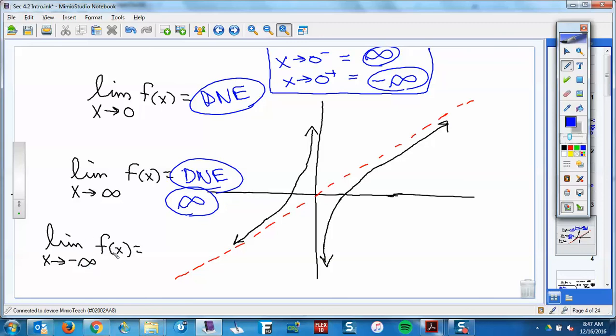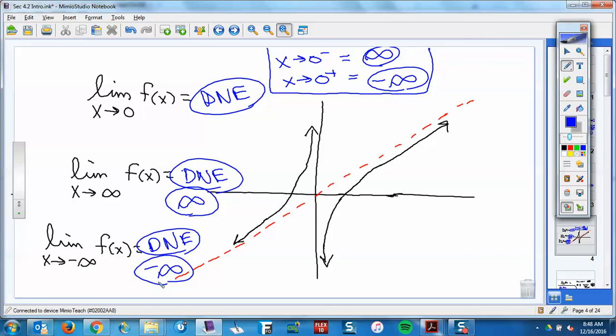All right, what about here? What's the car going to when x goes to negative infinity? It's going to negative infinity. These y values are just going down, down, down forever and ever. So it does not exist, and negative infinity is our answer. Okay, all right, so this is how it works.